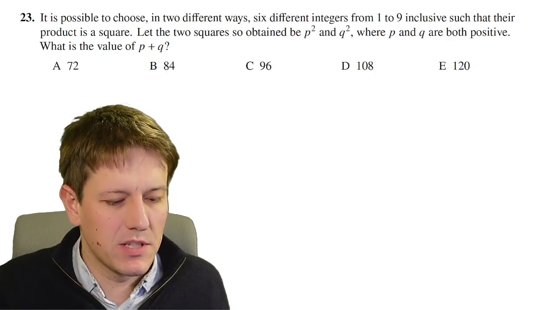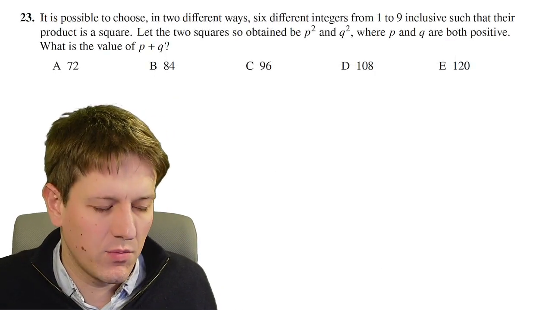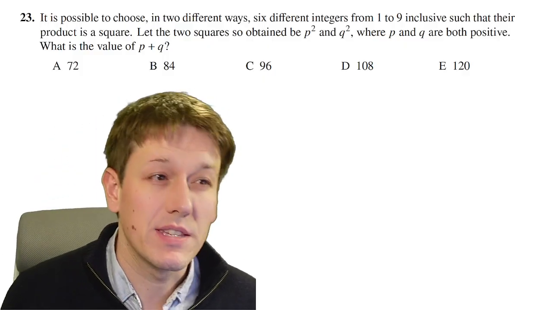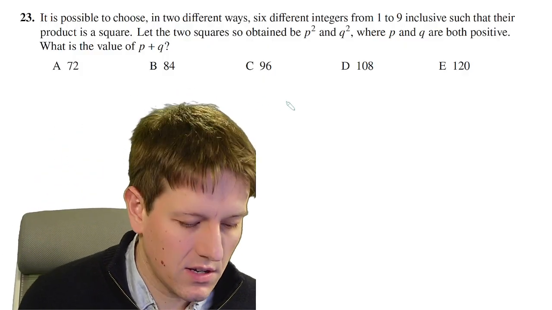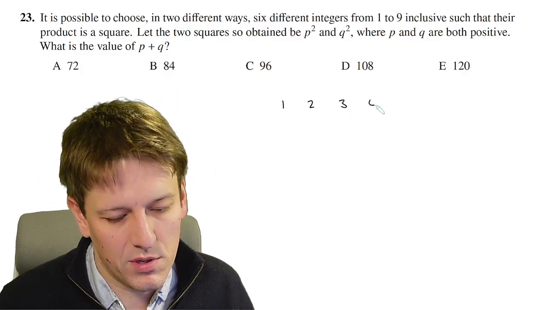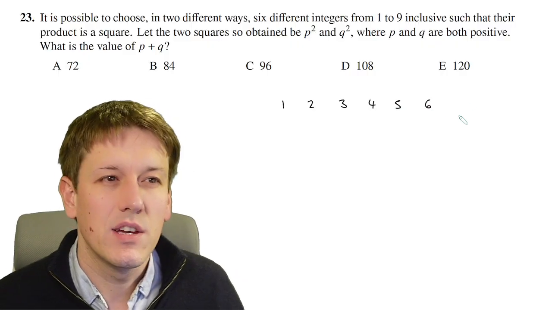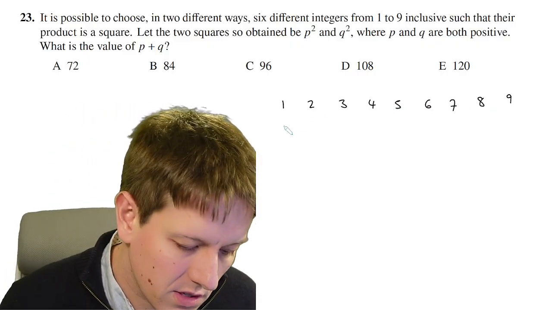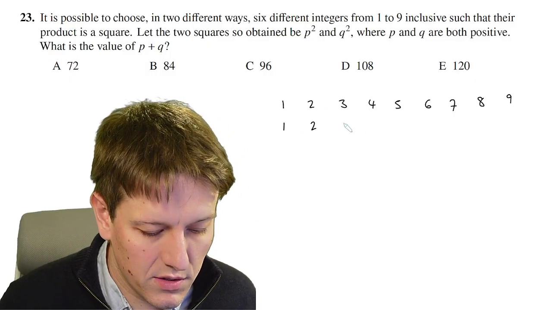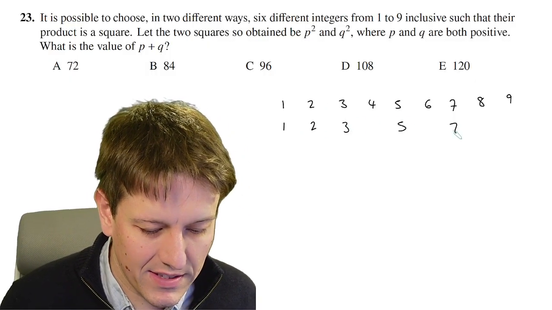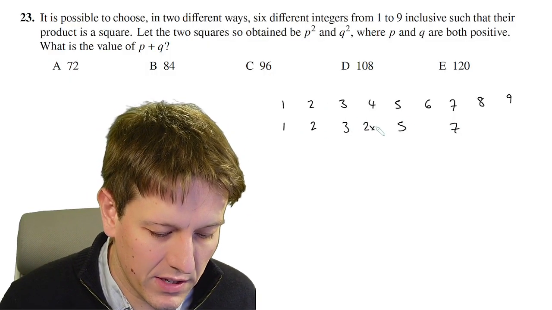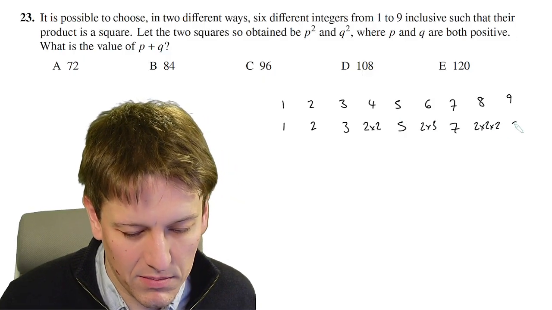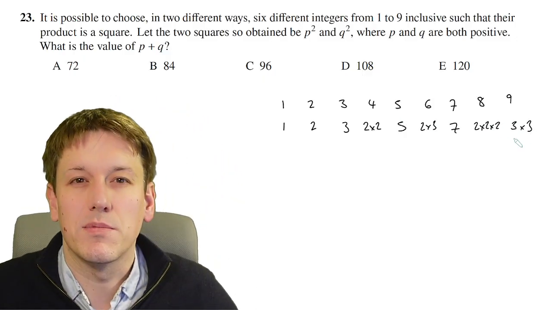In this question we want to be able to multiply 6 numbers together from 1 to 9, different numbers, to make a square number. We're told there are two different ways of doing it. So let's just start by thinking about those numbers from 1 to 9, and questions like this are always going to be about prime factorizations. So 1 is just 1, 2, 3, 5 and 7 are all prime, but 4 is 2 times 2, 6 is 2 times 3, 8 is 2 times 2 times 2, and 9 is 3 times 3.